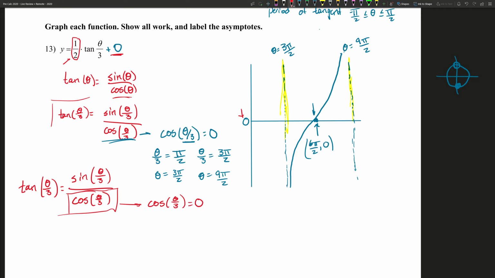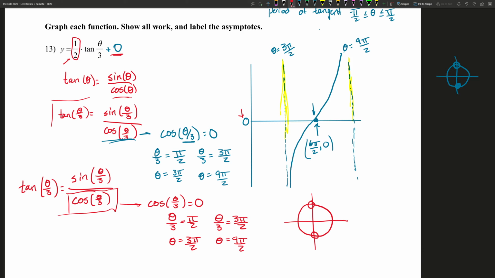Okay. Cosine is only ever going to be equal to 0 when we have angles of pi over 2 and 3 pi over 2. Right? Because cosine gives us the x value on the unit circle, right? So this is only true when our angle is equal to pi over 2 or 3 pi over 2. Solve for theta. We get theta is equal to 3 pi over 2 or theta is equal to 9 pi over 2.